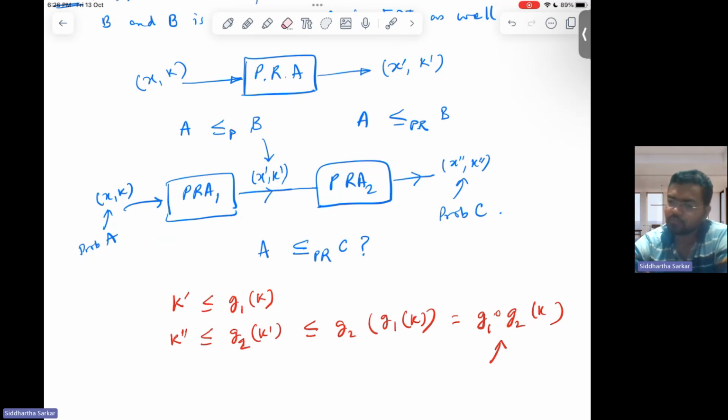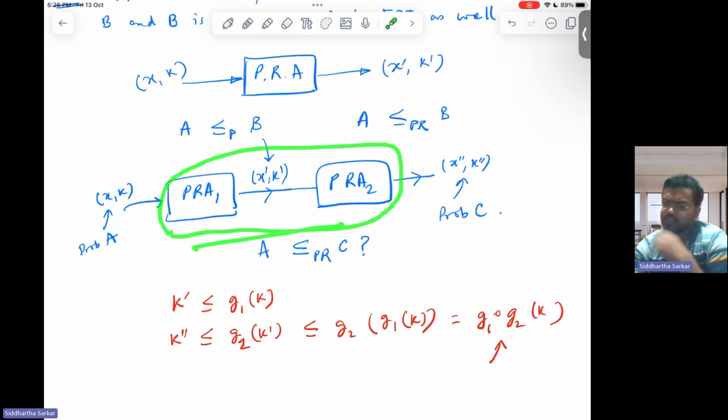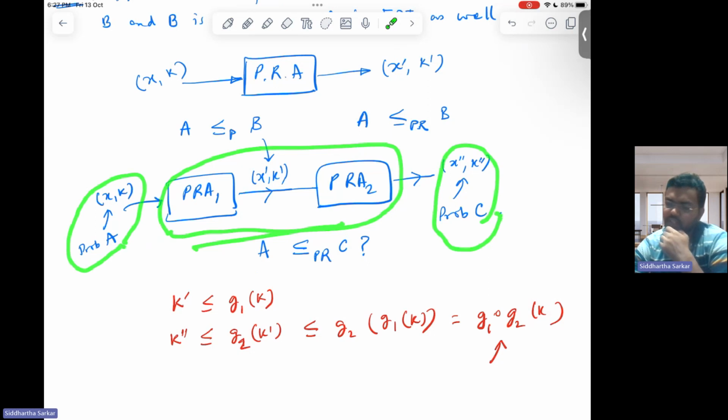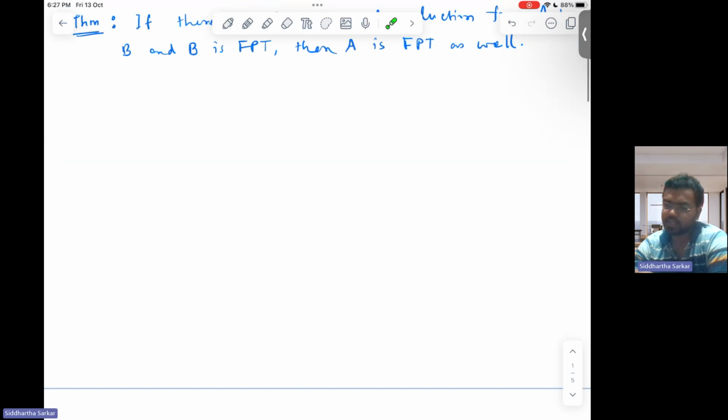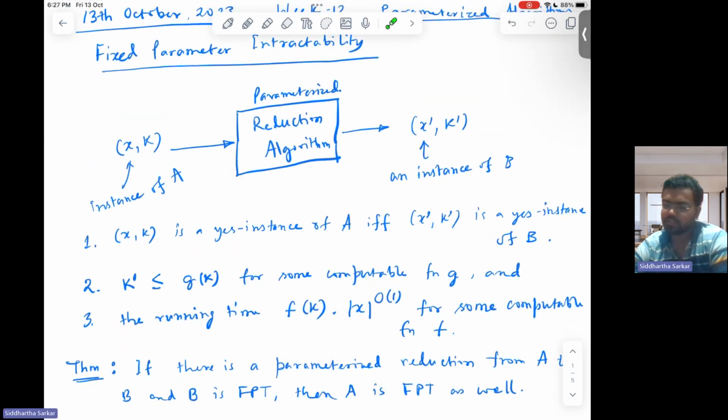So these two reduction algorithms taken together can be thought of as taking an instance of problem A and producing an instance of problem C, such that the new parameter k double dash is bounded by this computable function g1 g2 of k. So it's a composition of functions. Therefore the second condition of parameterized reduction is satisfied.